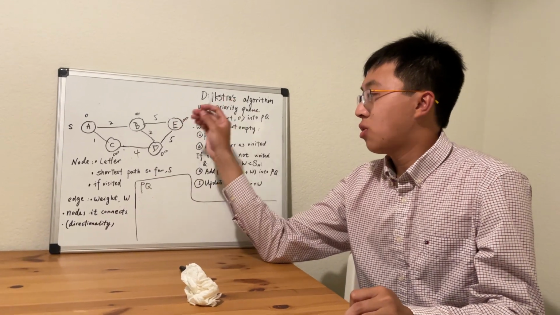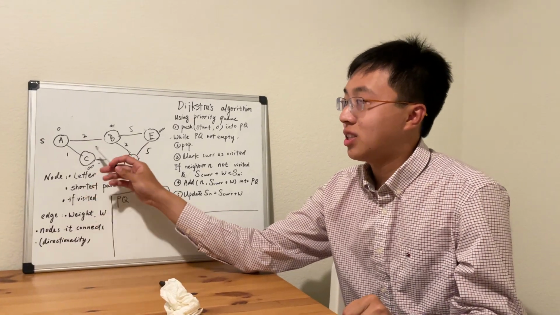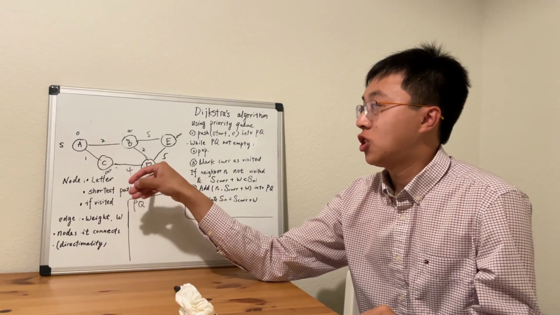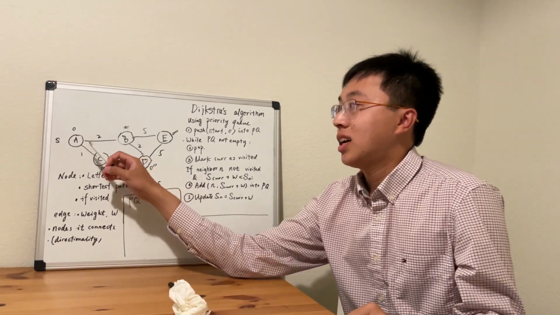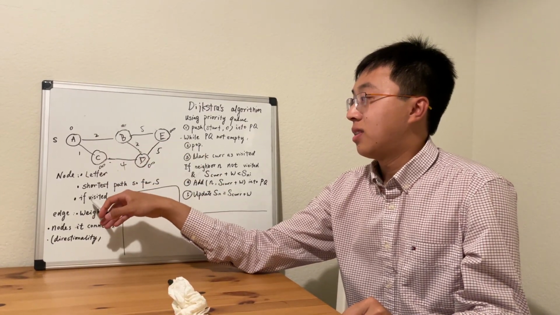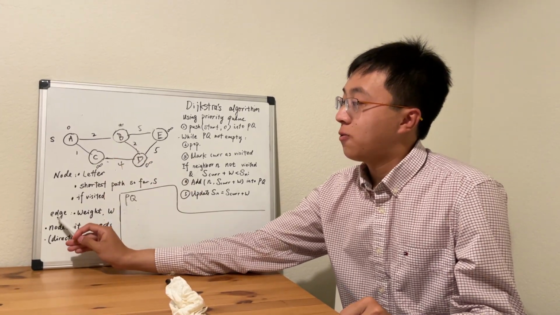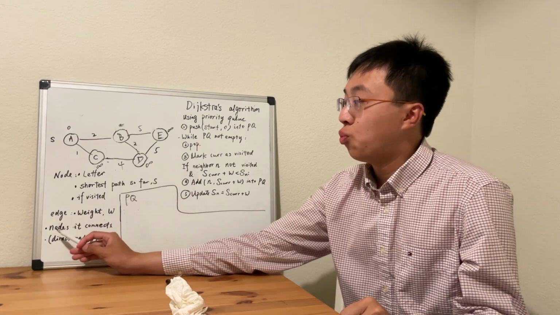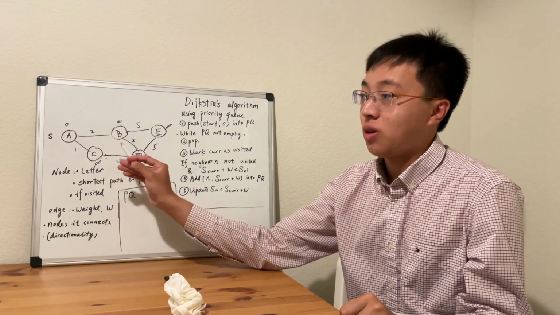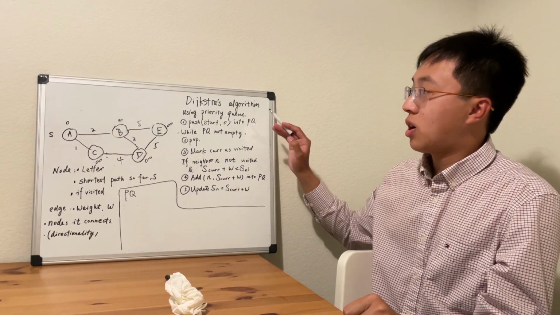To use the Dijkstra algorithm, we need the following attributes. For the node, we need the label, which is the identity, the shortest path during the search so far, denoted by S. It is initialized as 0 for the start node and infinity for every other node. And whether this node is visited during the search. And for the edge, we need the weight W, the nodes it connects, and its directionality if the graph is directed.